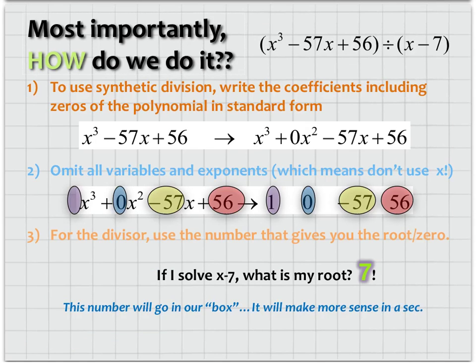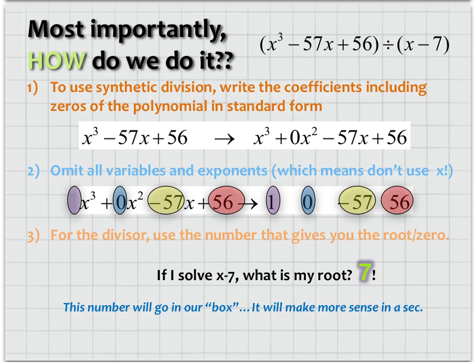The process of synthetically dividing can be a little tricky to remember. So the first step is to always have your polynomial in standard form. Now remember, just like with long division, you need to have placeholders whenever you're missing a term. So for example here, we have a cubic, we're missing the quadratic term, linear and constant. So we're going to put in a placeholder where we have our quadratic term.